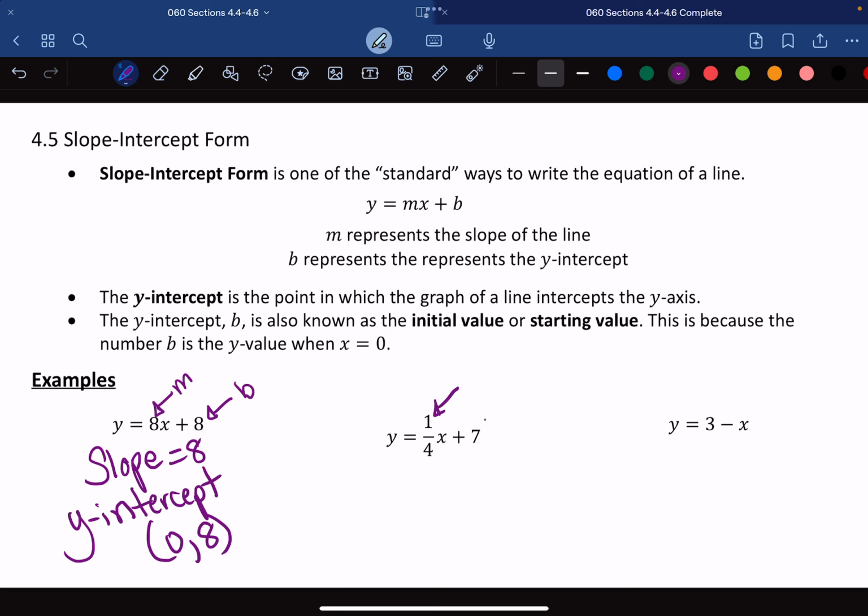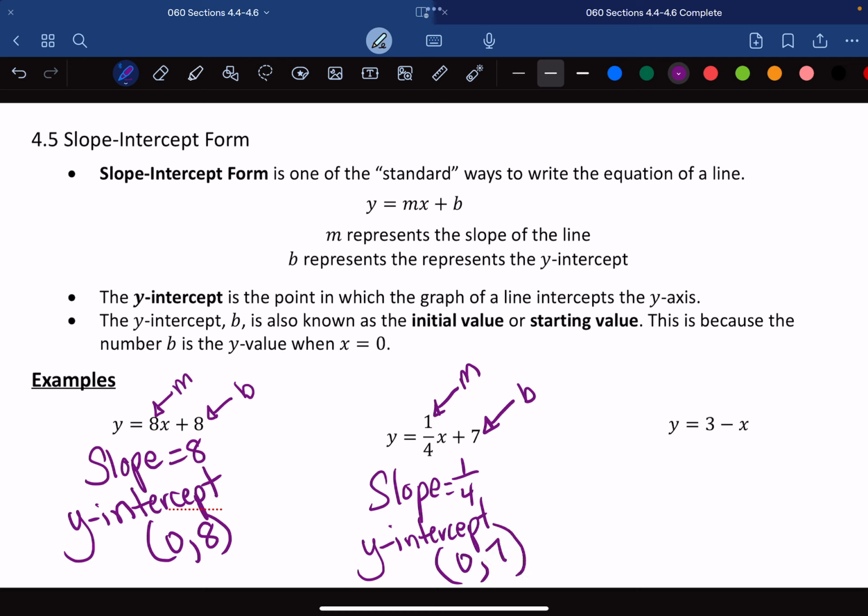Here are the two numbers for the next one. The slope is m, and the y-intercept is b. I do want to make note that your slope is beside your x variable. So our slope is 1/4, and our y-intercept is 0, 7.